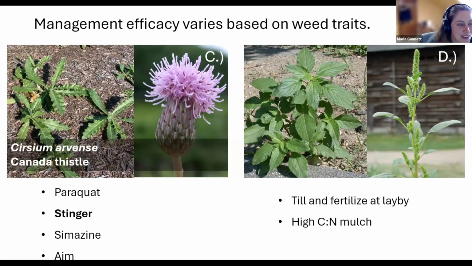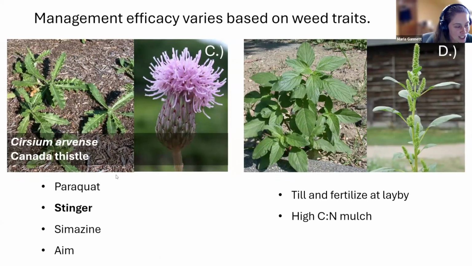This is Cirsium arvense, or Canada thistle. It's a perennial, rhizomatous perennial species. And you can see that I've already highlighted that I would use Stinger to manage this weed. Part of the reason I do that is, again, the paraquat application is to kind of burn down the aboveground growth, but not do anything to manage the roots underneath. And then these other 2 herbicides don't manage Canada thistle very effectively. So you can take the species and go and look at the labels and see what would be the best option for herbicides as well.